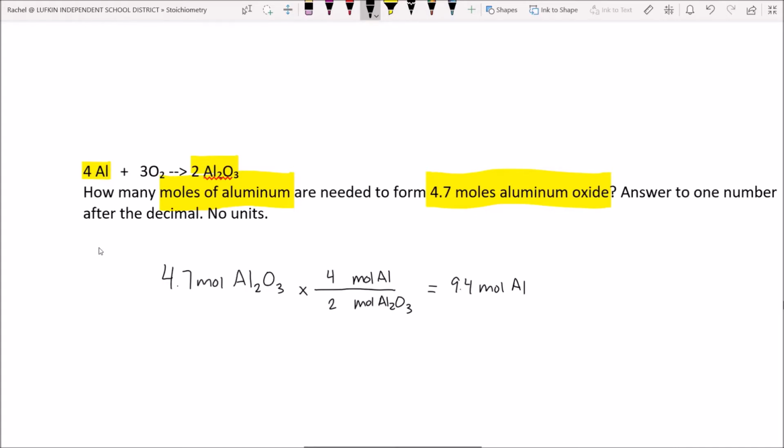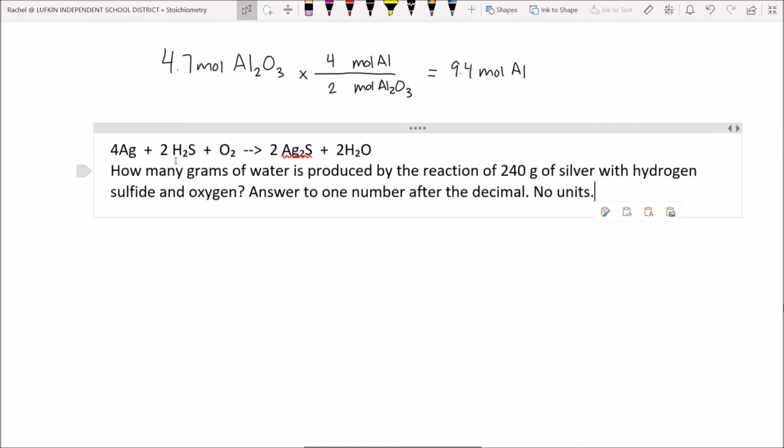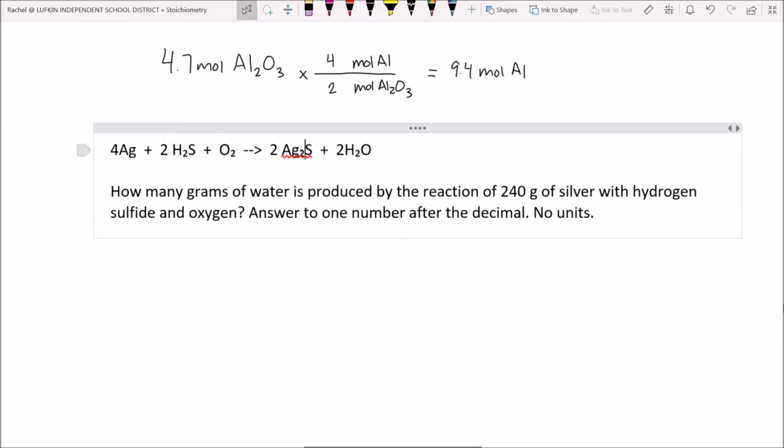I'm going to just copy it over. Wow, this formatting is kind of weird. Okay, I'll copy this one over. All right, and I'll give you all a minute. So with that equation in mind, that says Ag2S, how many grams of water is produced by the reaction of 240 grams of silver with hydrogen and oxygen? And then answer to one number.